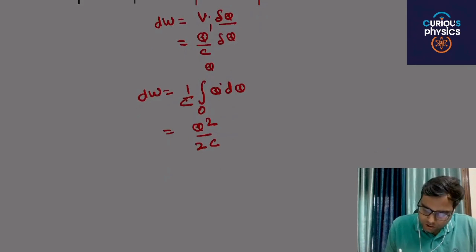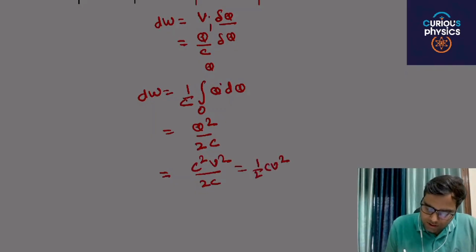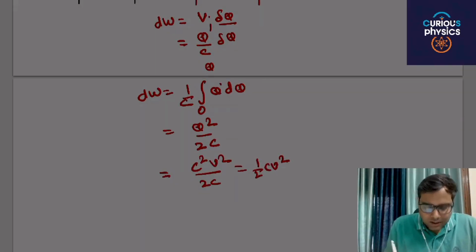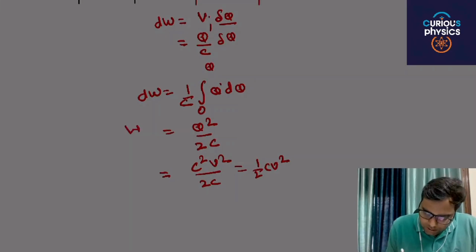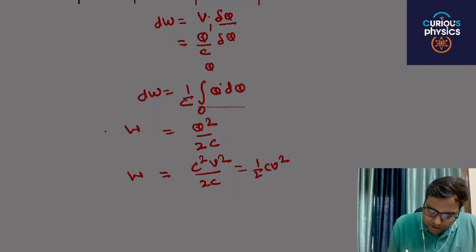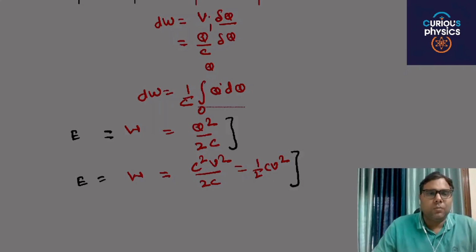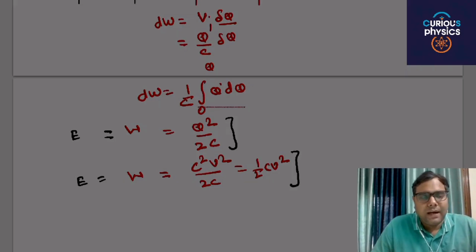And this can also be, Q is CV, so C square V square divided by 2C. This is also half CV square. So this is the amount of work done, and this work done is stored in the form of electrostatic energy, so this is also equal to E. These two formulas always should be in your mind: Q square by 2C and half CV square for a capacitor.